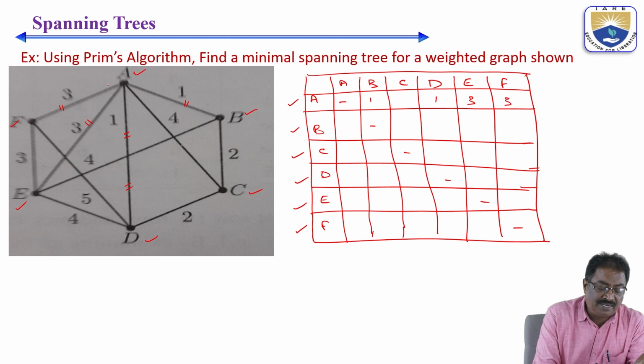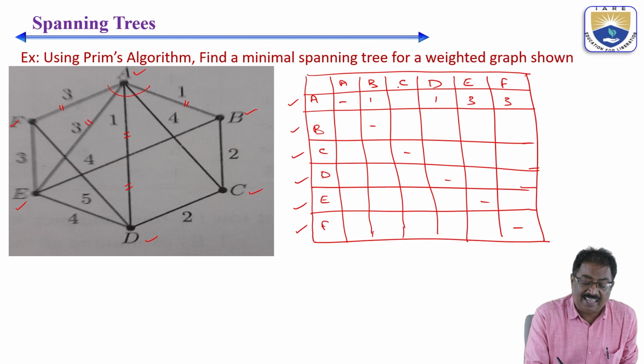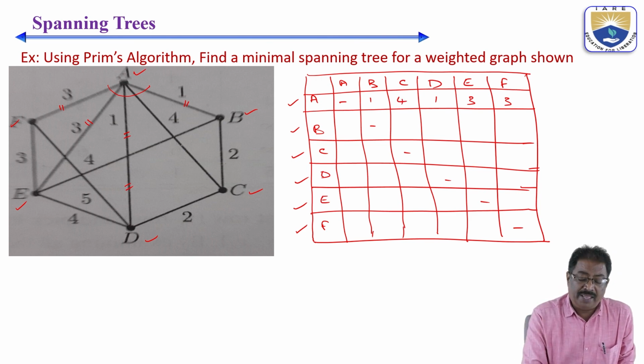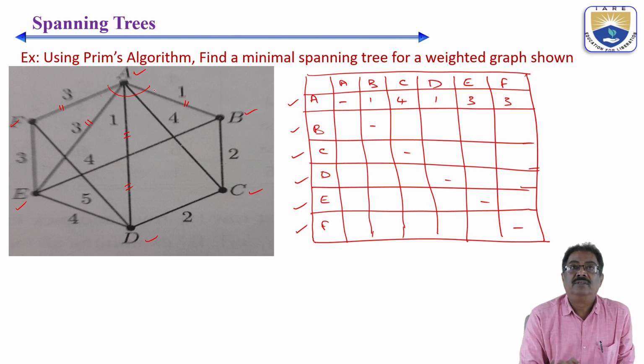So how many adjacent vertices is it having? 1, 2, 3, 4, one more is missing. AB is there, AD is also 1, AF is 3 and AE is also 3. Then AC is 4. So 1, 2, 3, 4, 5. So all the weights are filled.